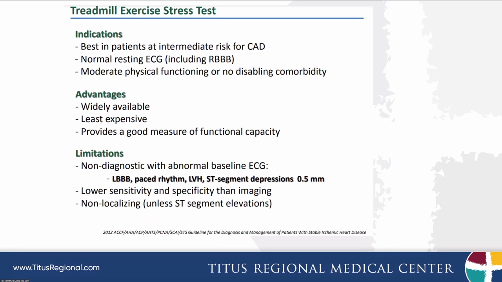So the advantages of a treadmill stress test are that it's readily available. It's very good for patients who are at intermediate risk for coronary disease, as we looked on diagrams from Reverend Bayes. And it's usually a very inexpensive test and easy to do. The disadvantages are it's not very good in patients who have abnormal EKGs, and it's not very good in patients that can't walk on a treadmill. So those are its limitations.